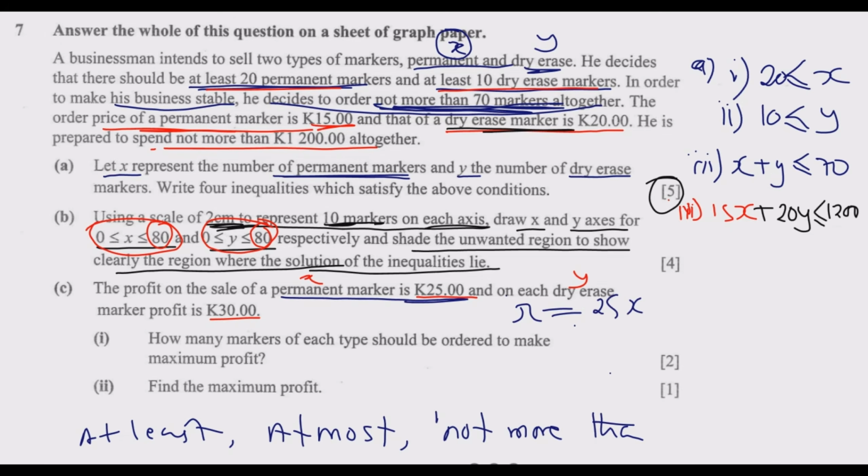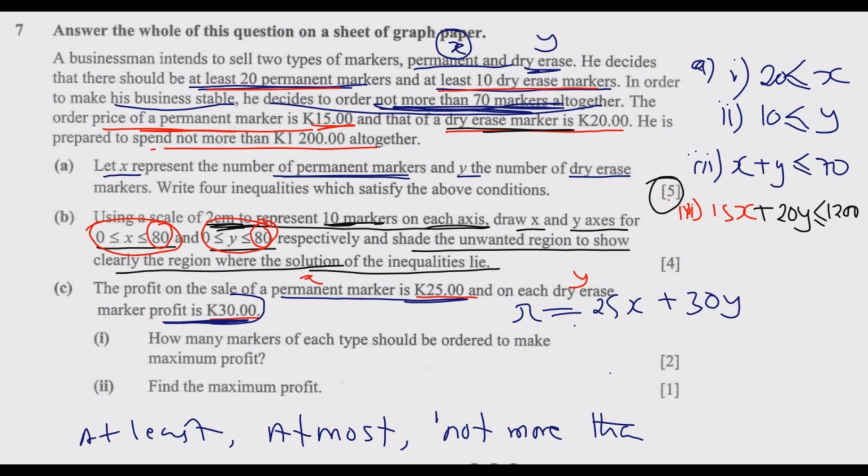So if you sell 1, we make 25 kwacha. If you sell 2, that's the value of x is 2, we make 50. If you sell 10, we make 250 kwacha. Then plus the profit from the dry erase, which is y, it will be 30, because for every one that we sell, we make 30. So 30 times y is the total profit.